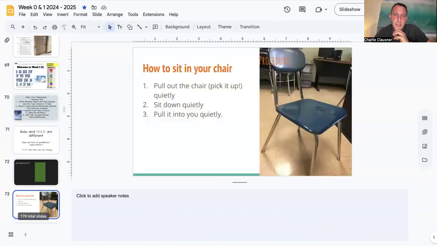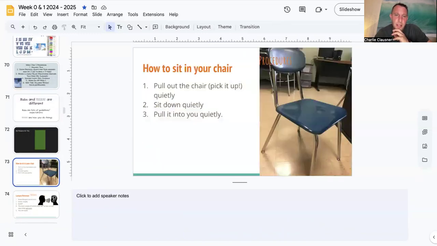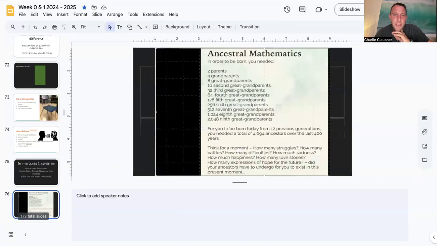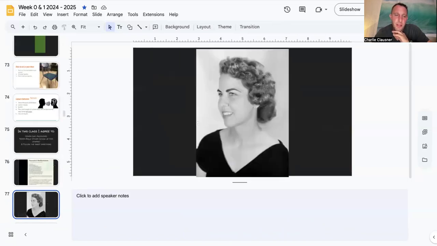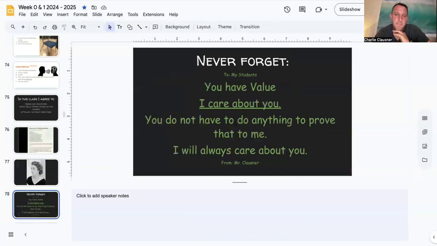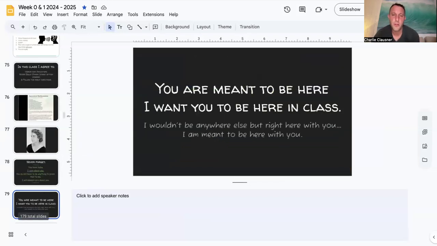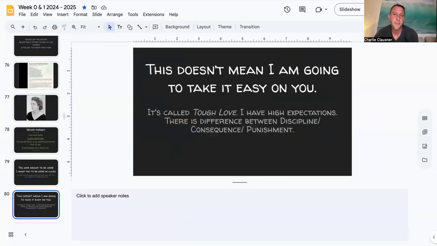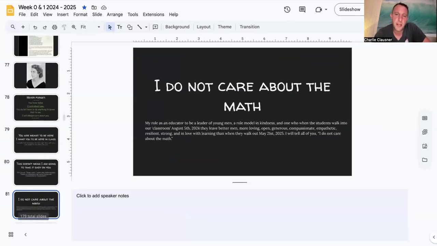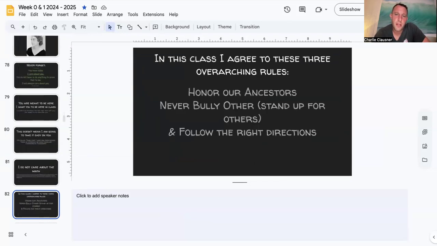Procedures. How to sit in your chair, how to listen to lectures. I teach them about my grandmother. This is the unconditional value statement, which I think really strikes a chord with a lot of students. I tell them that you're meant to be here. I could be anywhere else in the world, but I want to be right here with them. But it doesn't mean I'm going to take it easy on them. And I say it: I don't care about the math. This class is not about math.